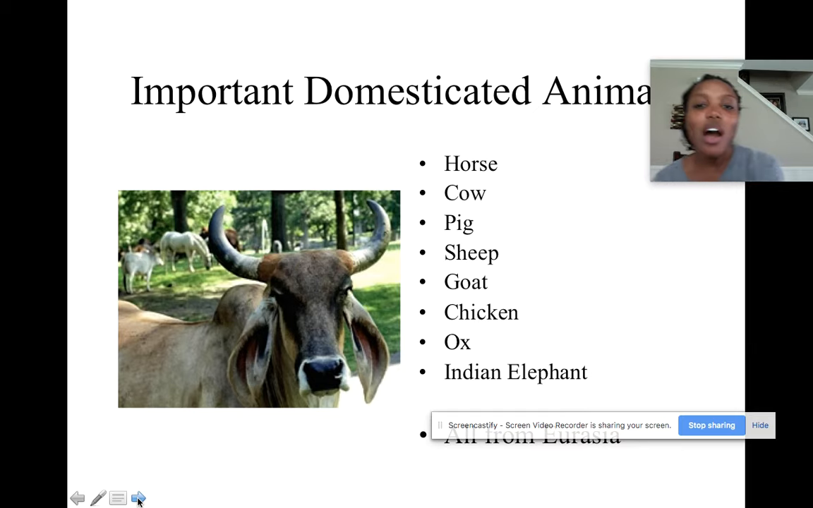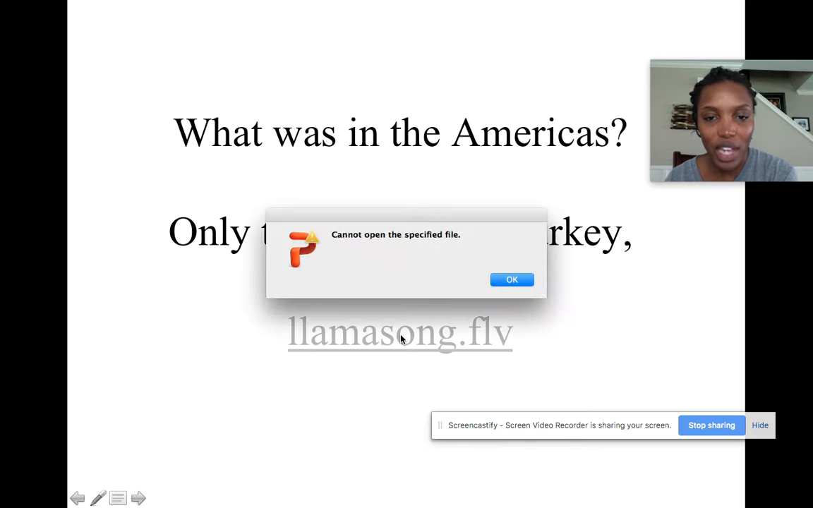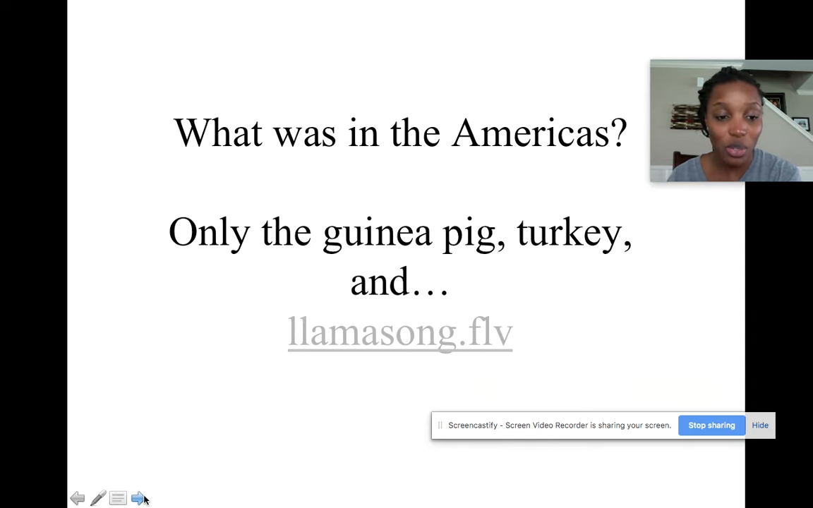Examples. We have horses, cows, pigs, sheep, goat, chicken, oxen, and the Indian elephant, all from Eurasia. You can't see it because I don't want to move my little thing, but these are all animals that were able to be domesticated or controlled, that we could breed and produce. Why was it different in the Americas? Only the guinea pig, the turkey, and there's a link here. The llamas. I can't open the file, so we'll skip that.